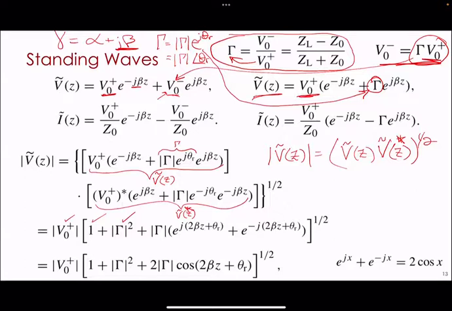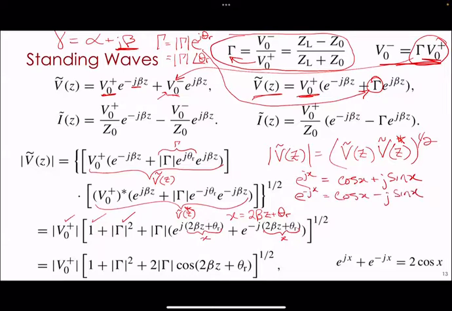Okay, now let's call that x. So basically what we're saying is x equals 2 beta z plus theta r. And then we could say, well, e to the jx, well, that's just our Euler's formula, right? So that's going to be cos x plus j sine x. And e to the minus jx, well, that would be cos x minus j sine x. And so what we really have here is e to the jx plus e to the minus jx.